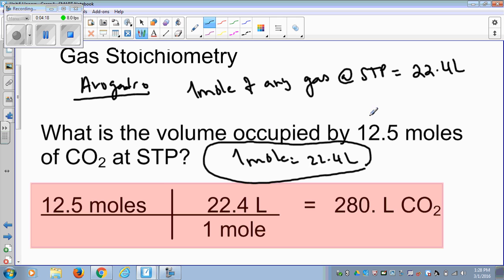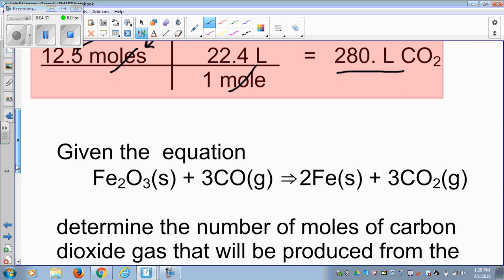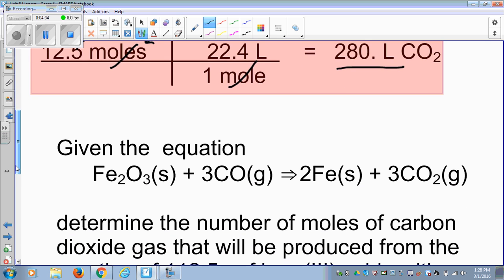So what is the volume of 12.5 moles? We start with 12.5 moles, and 1 mole is 22.4 liters. Moles get cancelled. You multiply the two numbers, and you get your answer. So that's all it is, that 1 mole equals 22.4 liters. Let's see how we can apply this in stoichiometry.